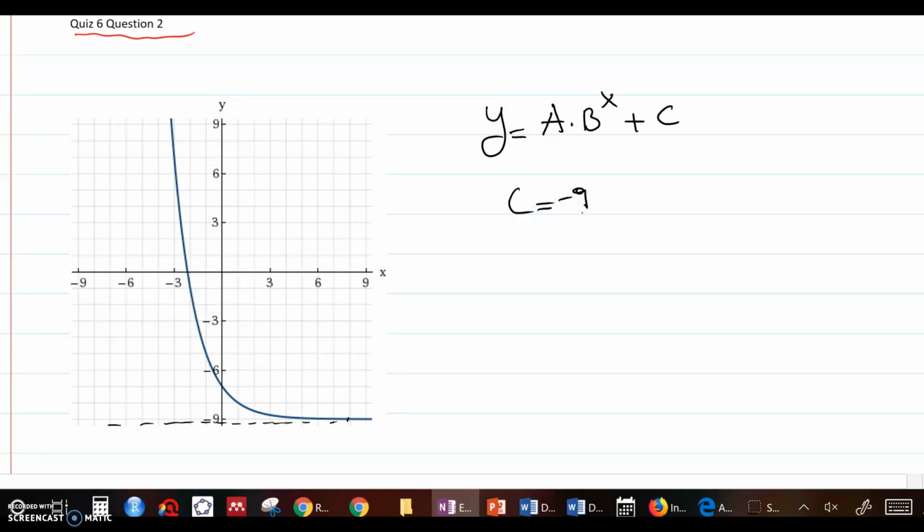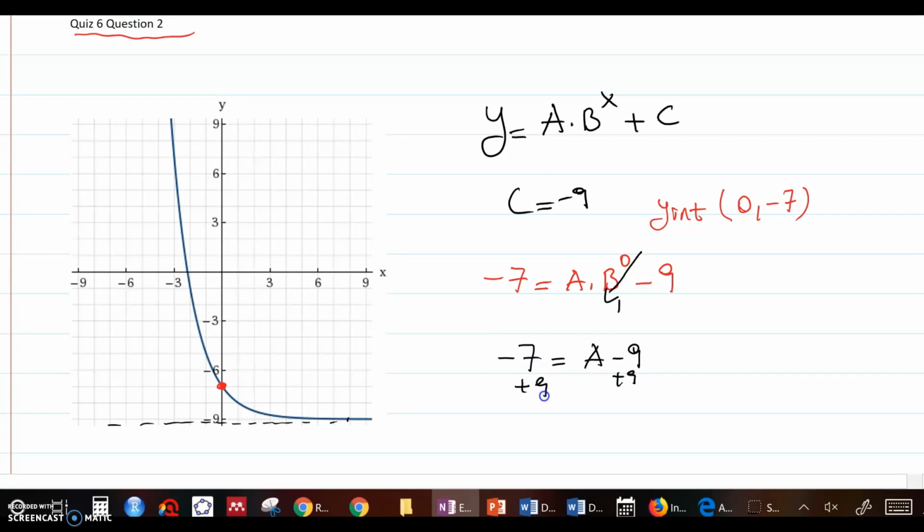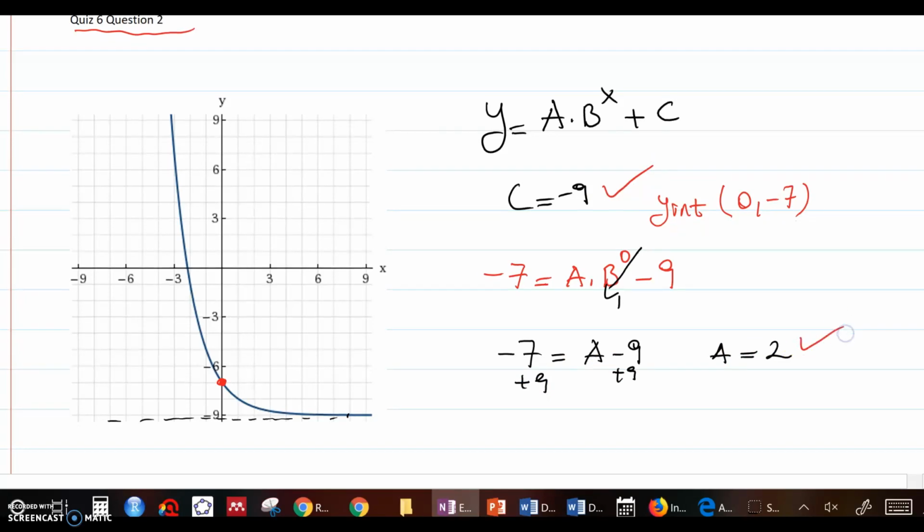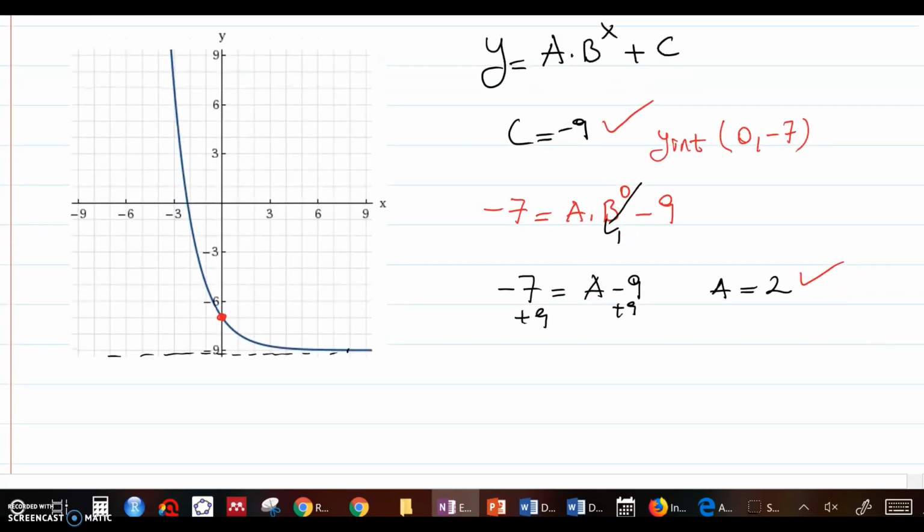Okay, figure out the y-intercept, which is here, that is (0, -7). Plug it into the equation, so -7 equals a times b to the power 0, minus 9. Okay, so b to the power 0 is 1. So then I will have -7 is equal to a minus 9. So add 9 to both sides. Then a will become 2. Okay, I'll figure out this. Now let's figure out b by using any point.